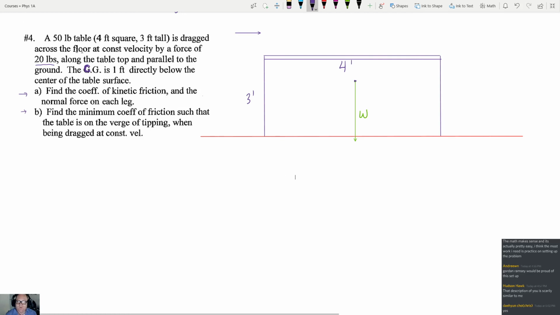All right, so it's saying it's being dragged across the floor at a constant velocity by a force of 20 pounds. So let's add onto here. And it says that that force is along the tabletop and parallel to the ground. So we'll have a force that goes this way. I'm going to call that a pulling force. We'll call it P and just say it's equal to 20 pounds. I think we can also say that W is equal to 50. Okay, I think I've put all the information that's in the problem onto the picture. Does anyone have any questions before we start going?